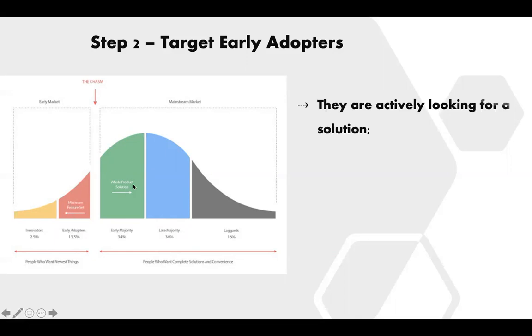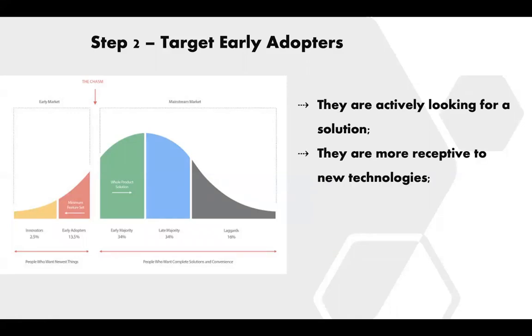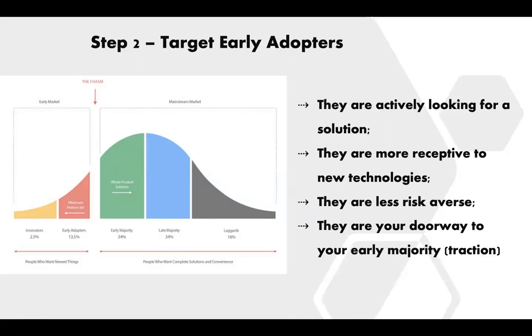So why do you want to target early adopters? Because they are actively looking for a solution. They are the ones who are feeling the pain. They are more receptive to new technologies, and we've seen some of those people within your customer base. They are less risk averse. These are the guys who want to take the risk and test this new solution. They are your doorway to your early majority.